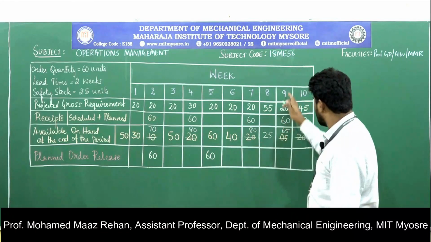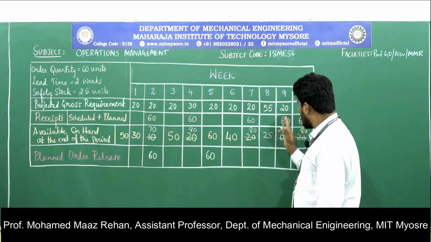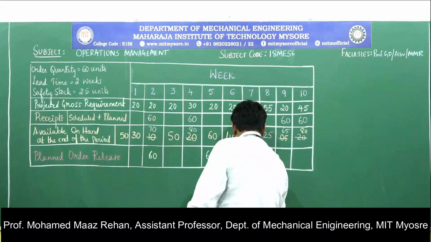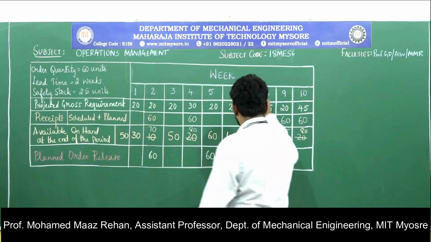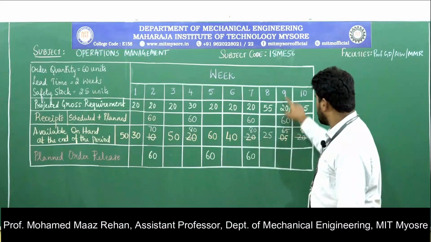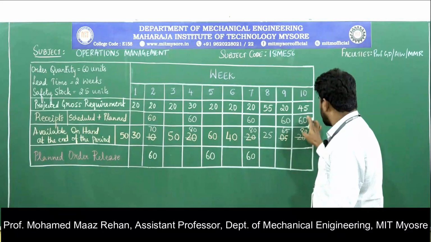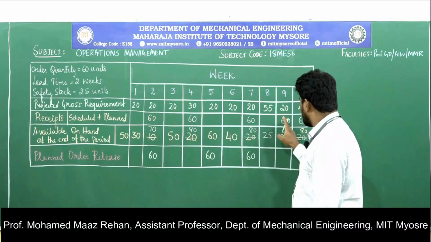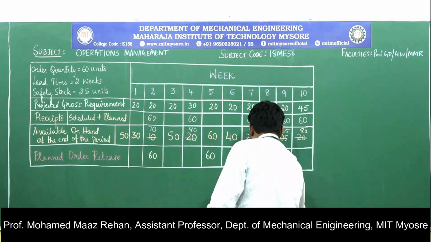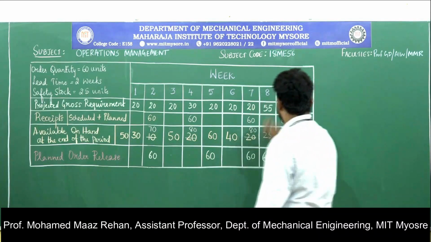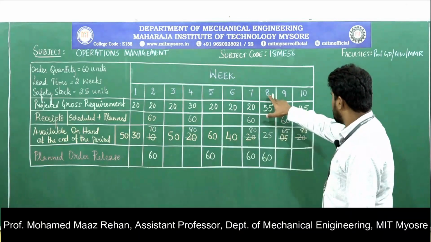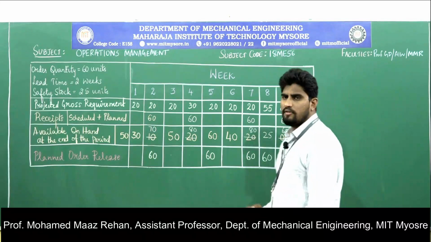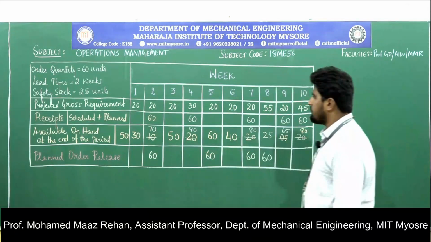Okay, again coming back to week 9. So here in week 9, how much is the lead time? Lead time is 2 weeks. So 1 and 2. I need to place an order in week 7 in order to realize the order in week 9. Again, in the 10th week, you should have 60 units. The lead time is 2 weeks. So 9 and 8. If you place an order in week 8, you are going to realize the order in week 10. So this is how you need to solve the problem. That completes the problem.